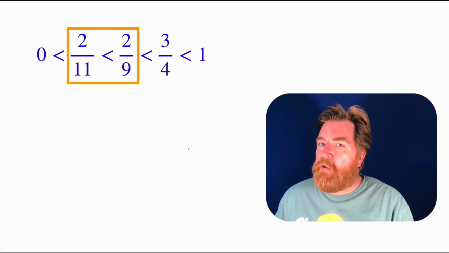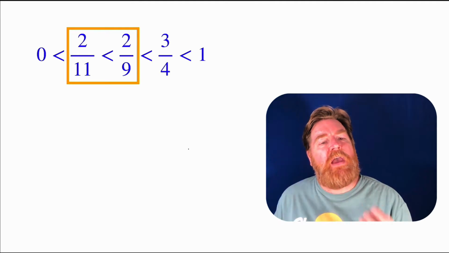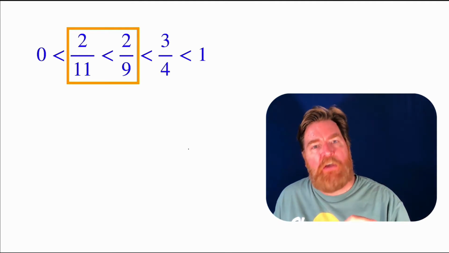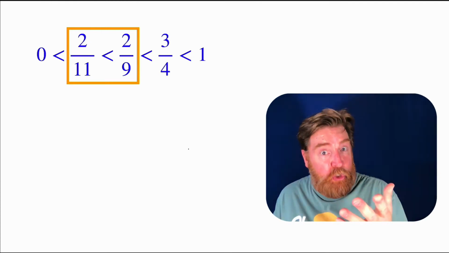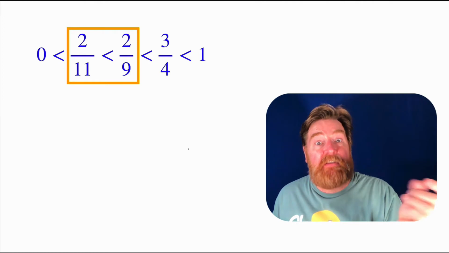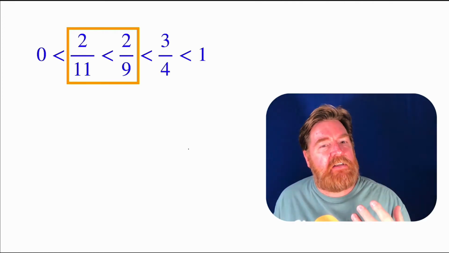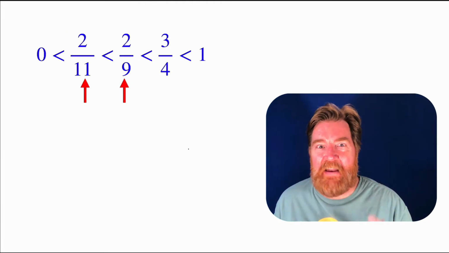Well, that's pretty important to talk about. I just want to steal a second to mention something. Notice we have 2/11ths and 2/9ths. So we're actually keeping the same number of pieces, 2. 2/11ths versus 2/9ths. So what it's really going to come down to is the size of those pieces. It really depends on the denominator.